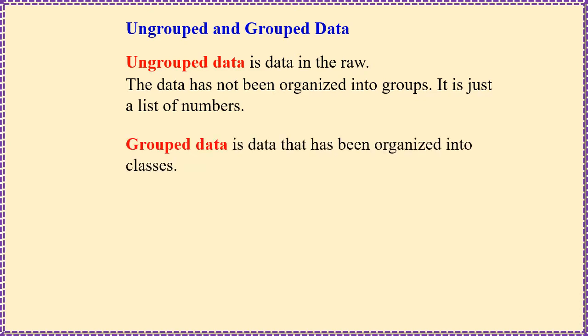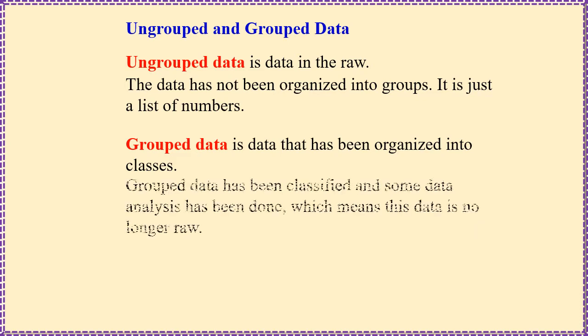Grouped data is data that has been organized into classes. So we can separate one number interval as one group, and the next interval will be another group. We can put all the values in between the interval in that certain group. Grouped data has been classified and some data analysis has been done, which means this data is no longer raw.